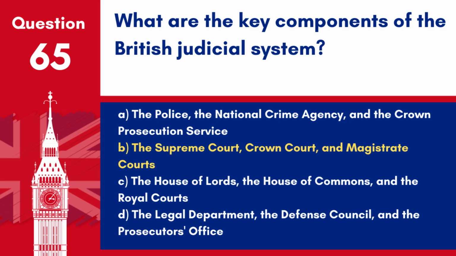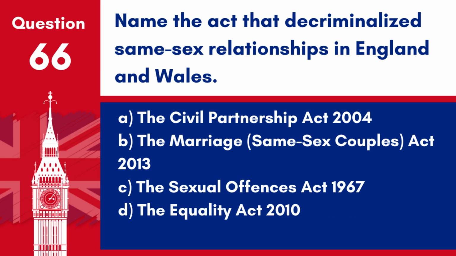Answer: B. The Supreme Court, Crown Court, and Magistrate Courts. These courts are key components of the British judicial system, handling everything from minor offences to the most serious criminal cases and appeals.